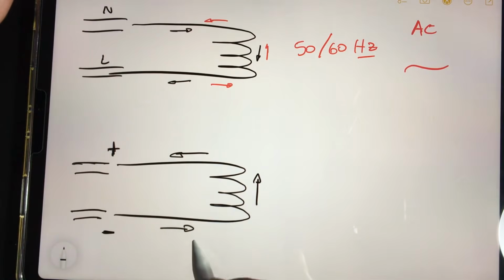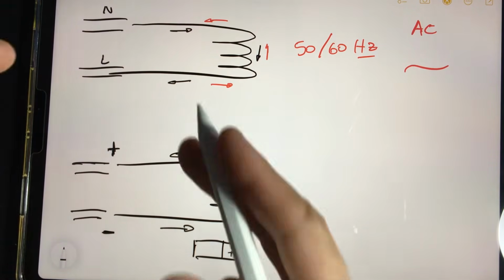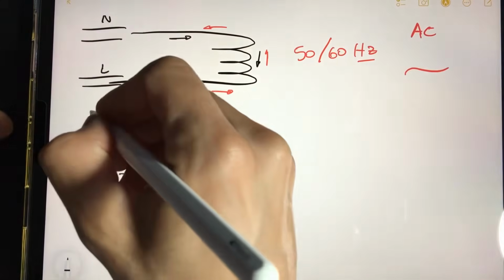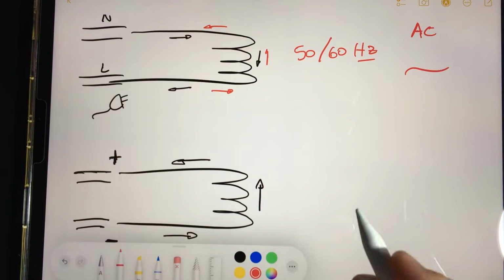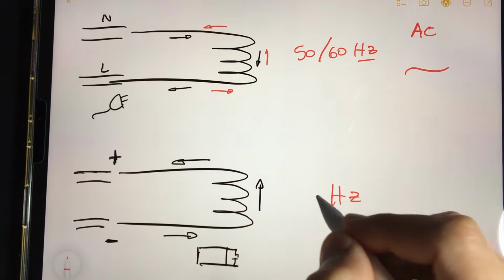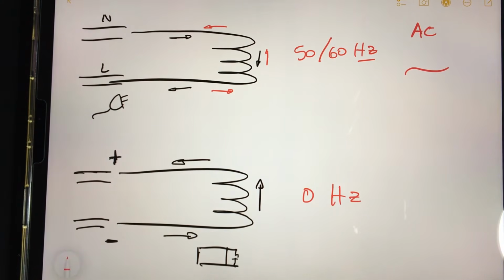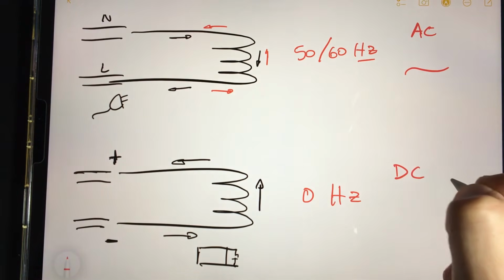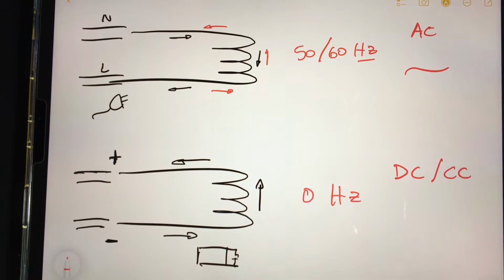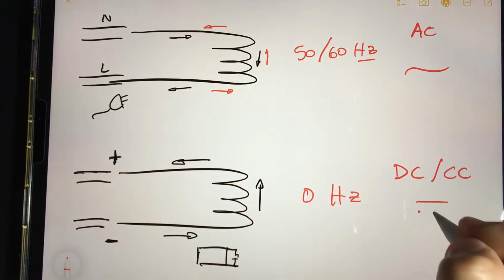A clear example of direct current is a battery. A battery represents direct current, while the electricity we have in our homes represents alternating current. Direct current naturally has no frequency, so its frequency is zero. We can find it as DC, or we can also find it as CC, or with its symbol, like this.